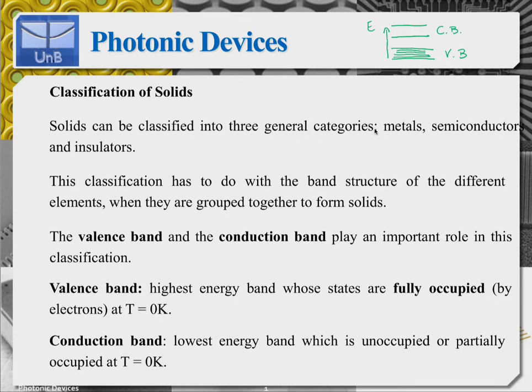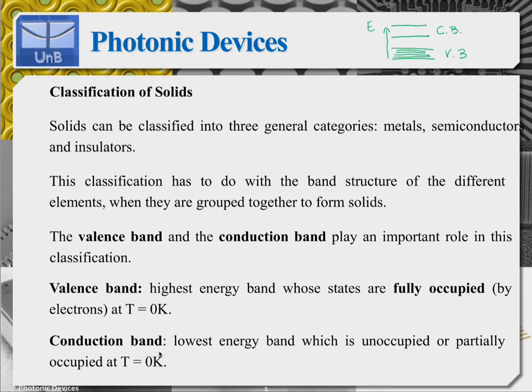Okay, so let's recall some concepts that we saw at the end of the last lecture. In classifying these different types of solid, the valence band and the conduction band play an important role. The valence band is the highest energy band whose states are fully occupied. So the highest band, which is completely full, is occupied by electrons at a temperature of 0 Kelvin. In this illustration here, this would be the valence band. There should be other energy bands below this one, but they would be fully occupied as well.